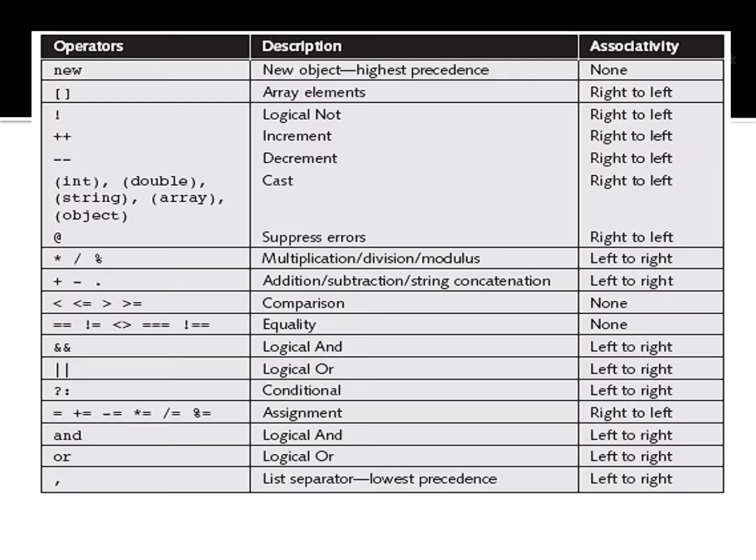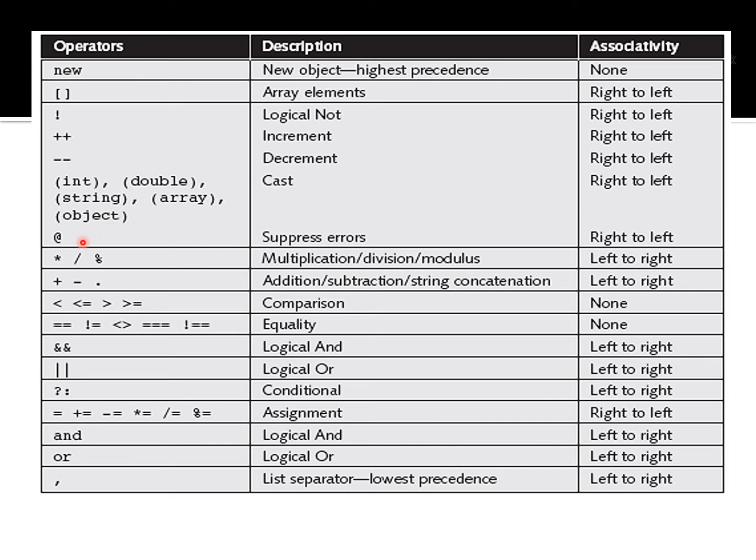Now we can see the precedence of operators as well as the associativity. Here we are having the order. The precedence order of operators is like this. New is having the highest priority, and the associativity of new is none. Then come the array elements, whose associativity is from right to left. Then come the logical NOT, increment, decrement, and the typecasting operators.